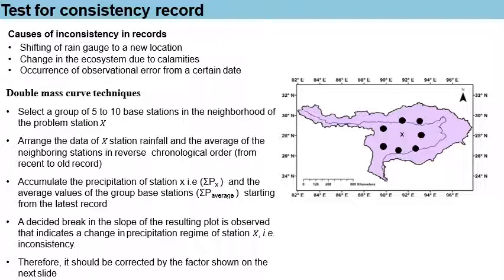Once you're done with this, you have to calculate the accumulated rainfall in this station X as well as the accumulated rainfall in the neighboring stations. Once you have calculated the accumulated rainfall, you plot between these two and check whether there is consistency in the data or not. If there is an inconsistency in the data, we should correct the data by some factors. So let us discuss this in detail in the next slide.